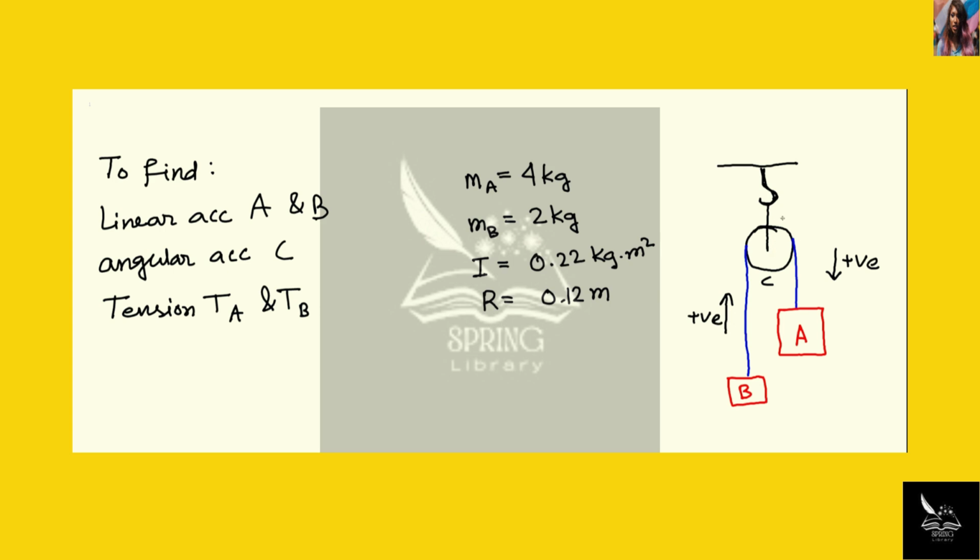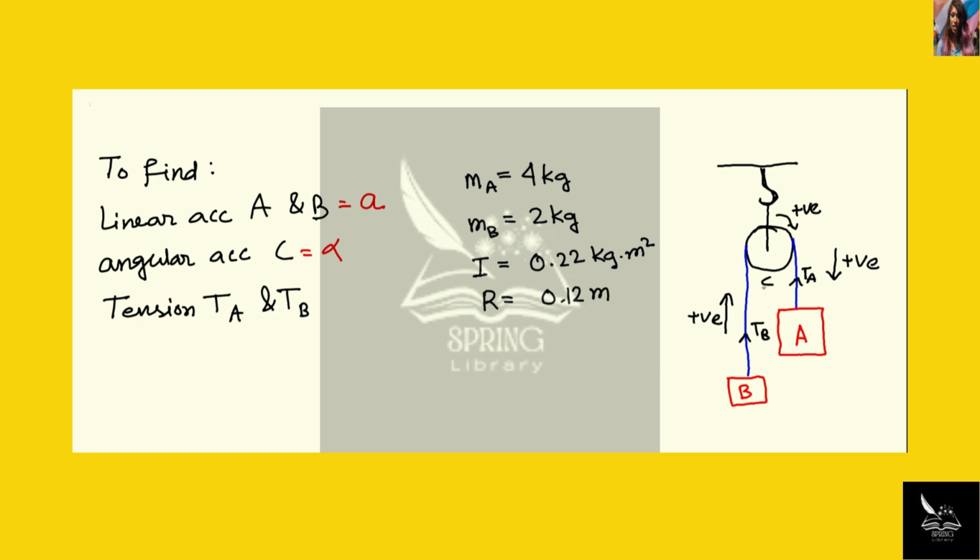And for the wheel, let's say the clockwise direction is positive. Now let's see what we need to find. So we have to find the linear accelerations for A and B, and also angular acceleration for C. So in other words, linear acceleration will be a, and the angular acceleration will be alpha, and the tensions in the string. So for A, it will be TA, and for B, it will be TB.